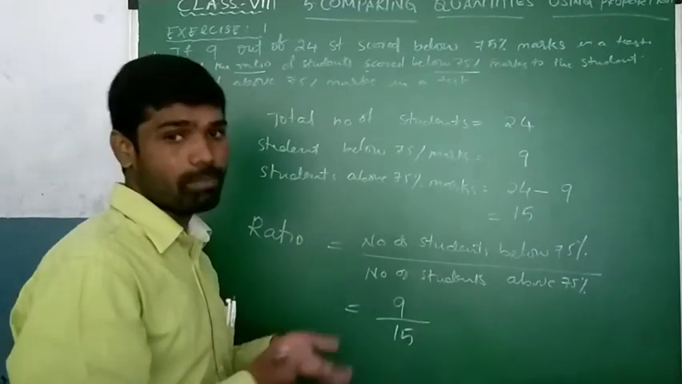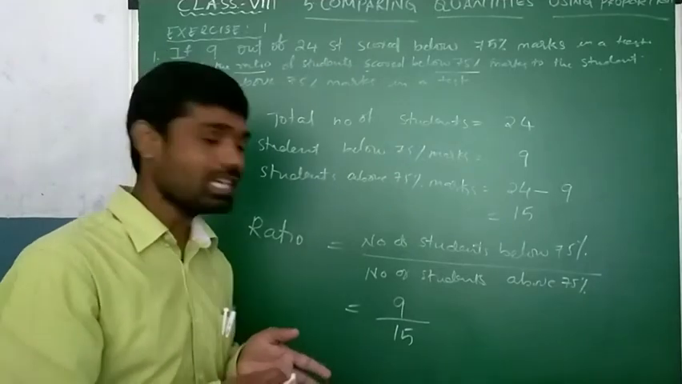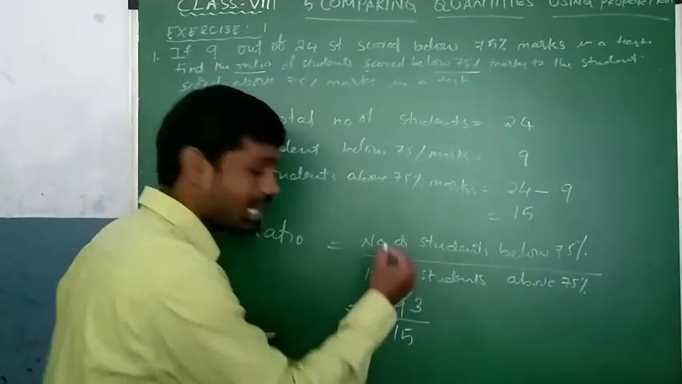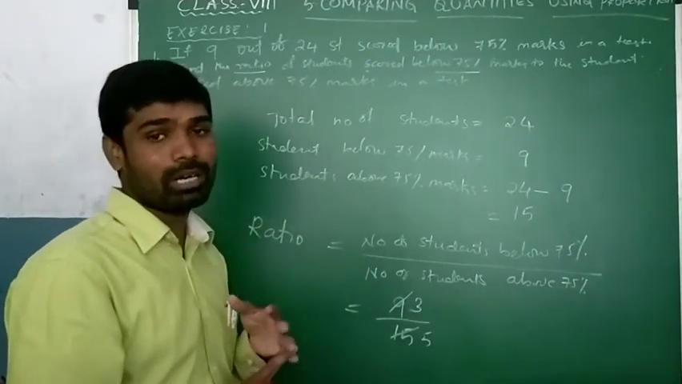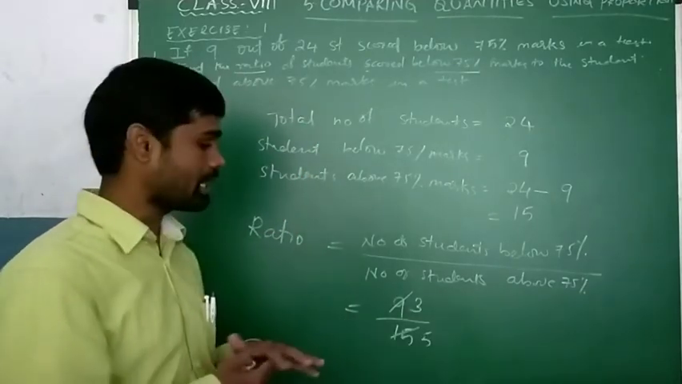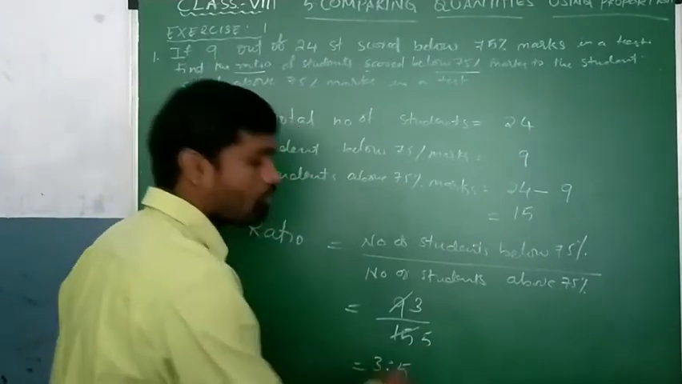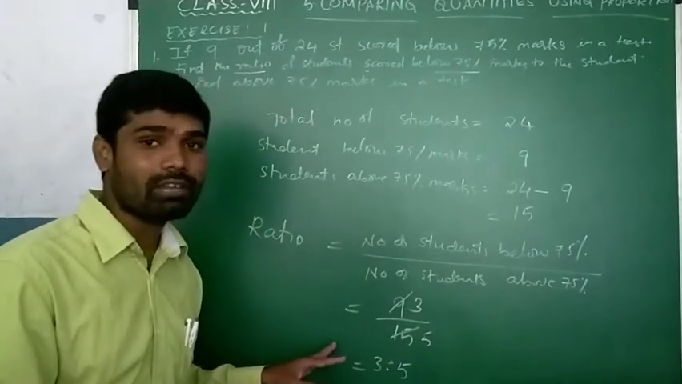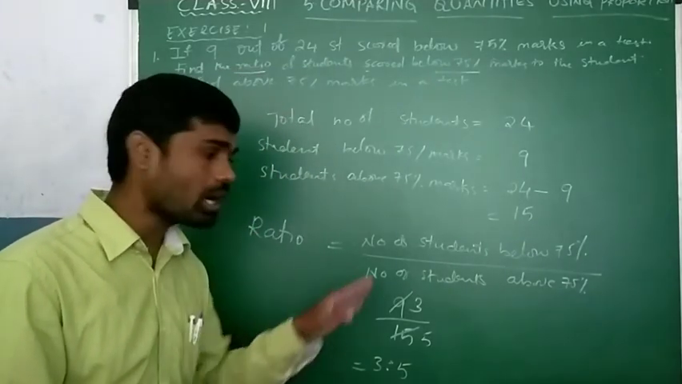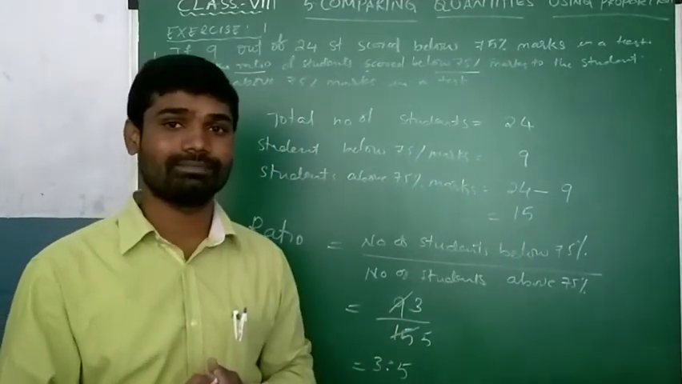We can simplify 9 and 15, since both are multiples of 3: 3 threes are 9 and 3 fives are 15. Now 3 and 5 are both prime numbers, so we cannot simplify more than that. So 3 by 5 is equal to 3:5. This is the ratio of the students who got below 75% marks to those who got above 75% marks. This is the answer.